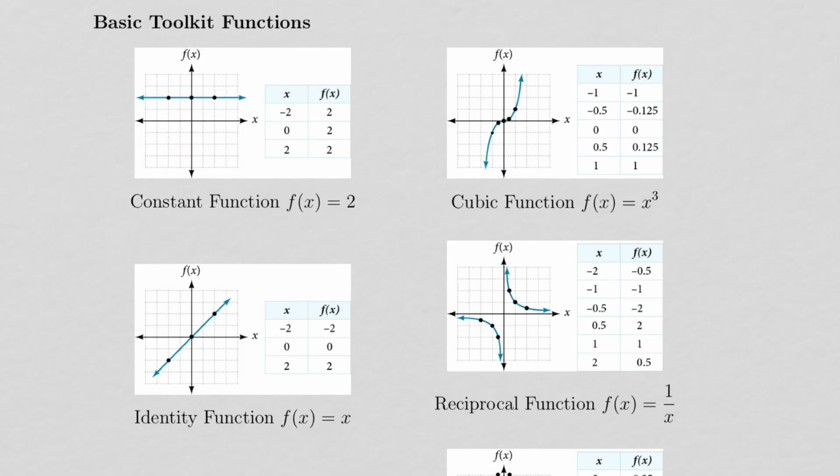It says f of x equals x. So what this says is for each input, you have the same output, right? So -2 is the input, -2 is the output. 0 is the input, 0 is the output. 2 is the input, 2 is the output. And what you get when you plot it is a line like this that passes through the origin, and it has an angle of like 45 degrees. So that's called the identity function. Something you should be familiar with.